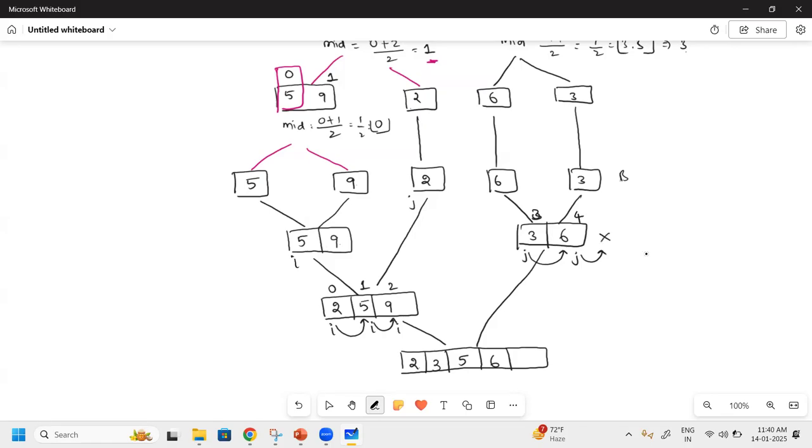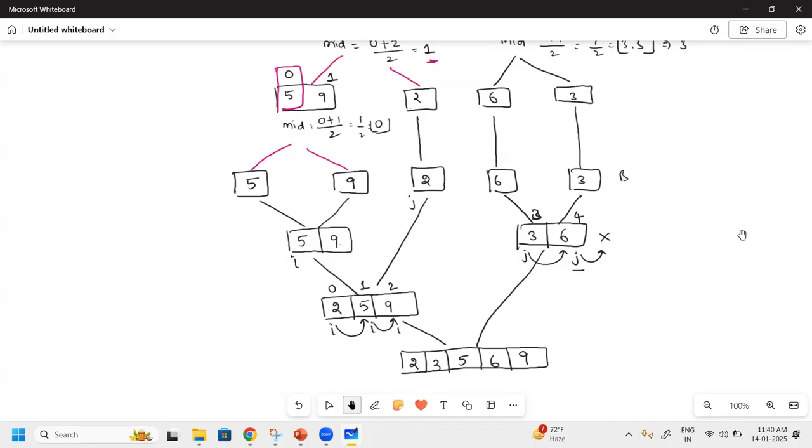So there is no element. The shifting of j is stopped and all the remaining elements present on the left hand side will be copied. So what is the pending element from this list? 9 is pending. That 9 is copied as it is at this place. So this is the way you need to perform the merge operation.